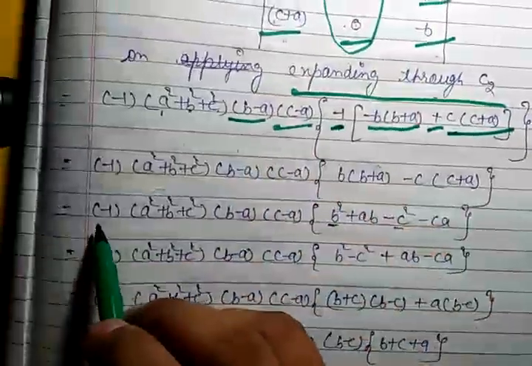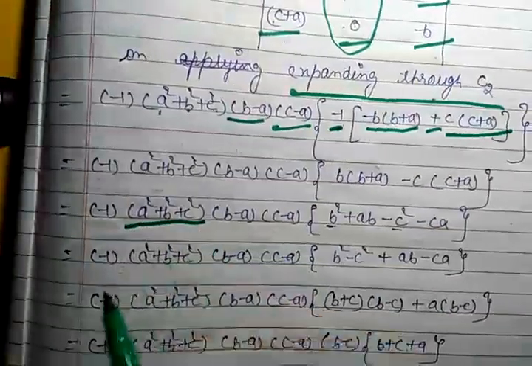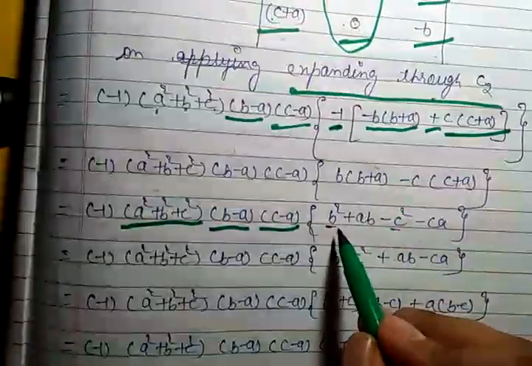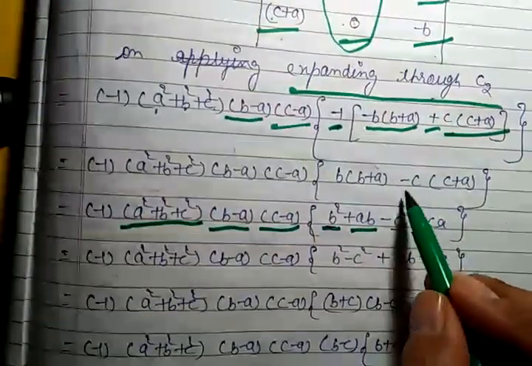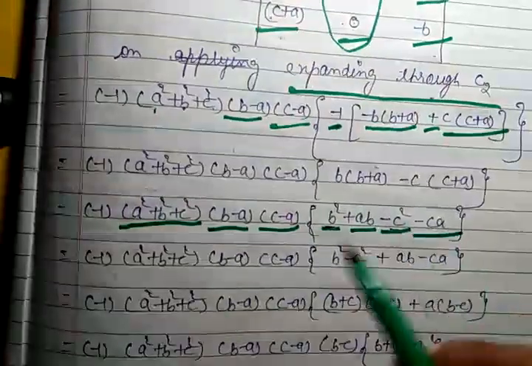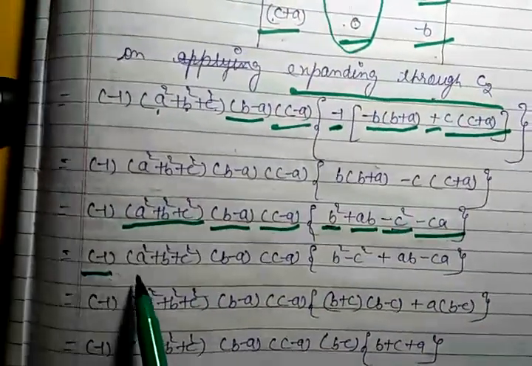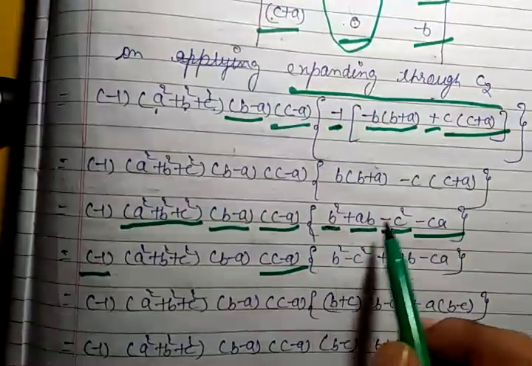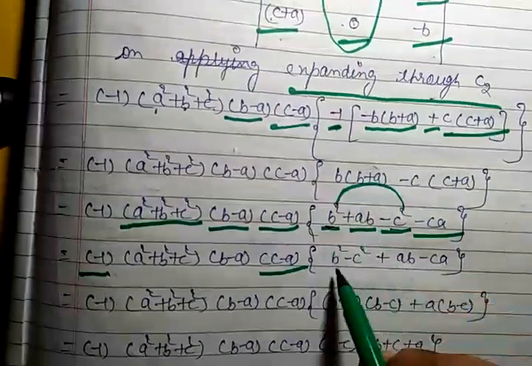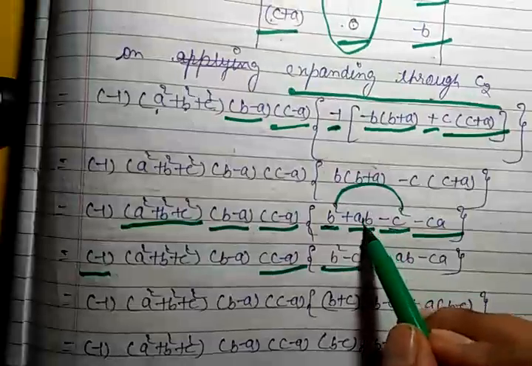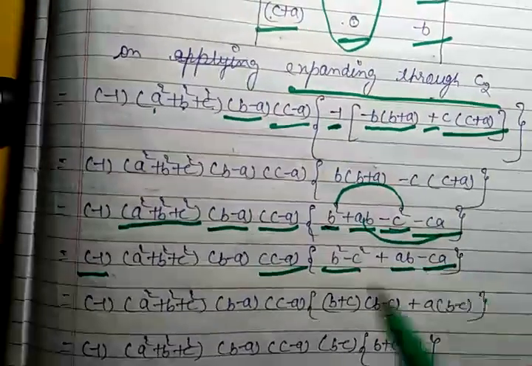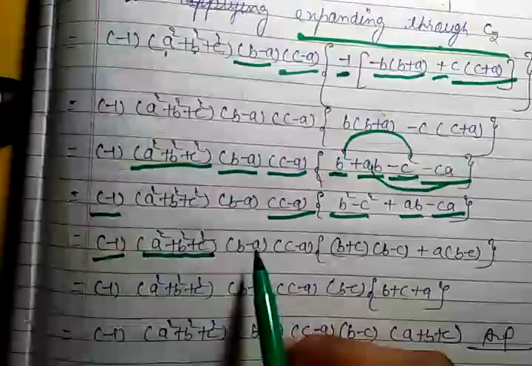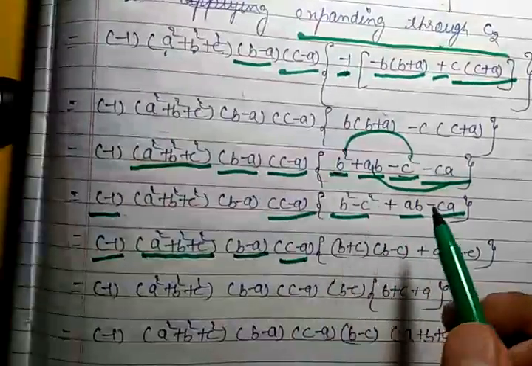So we will get now −1, a² + b² + c², and it will be b − a, c − a, and then we will get b² + ab, and after multiplying this you will get −c² and −ca. And we will get here −1, a² + b² + c², b − a and c − a, then b² − c². We are putting this together, b² − c², and we are taking this together, ab − ca. Then we will get what? −1, a² + b² + c², b − a, c − a.